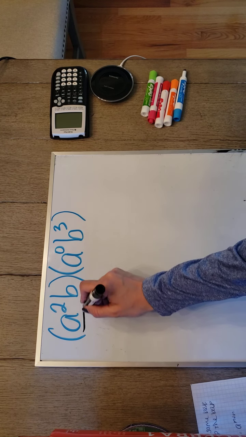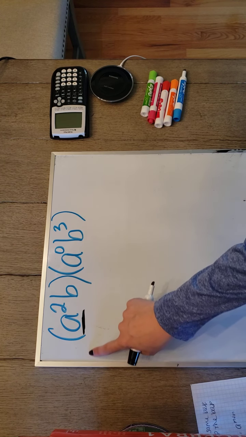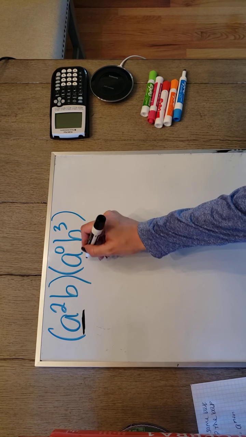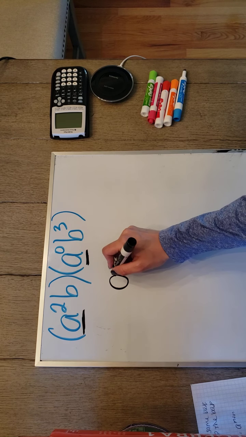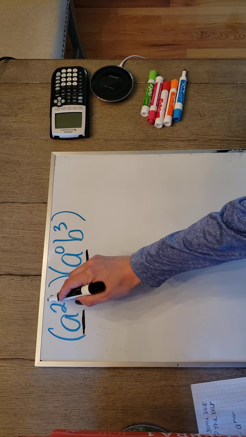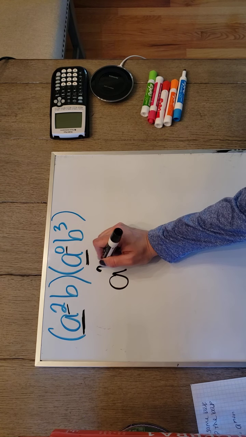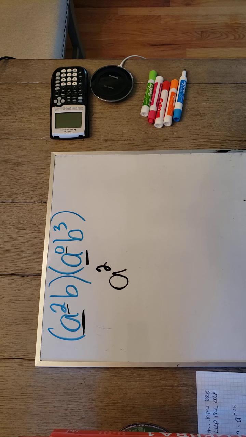Start with your a squared. In this expression, is there any other a? Yes, there's an a to the 0. So you keep your base and add your exponents. What's 2 plus 0? Hopefully you said 2.